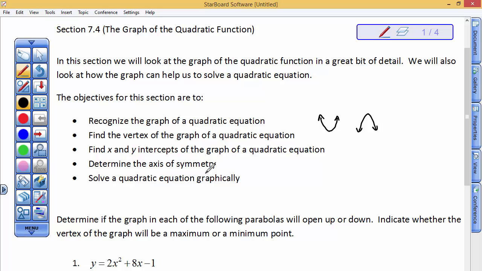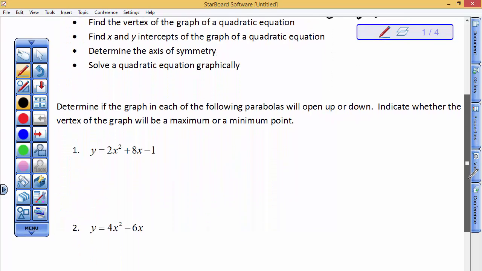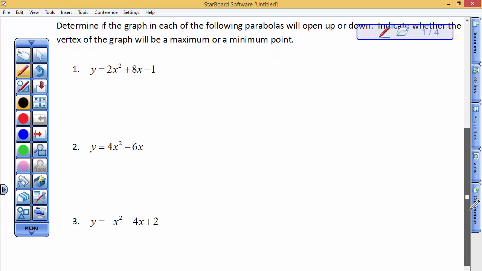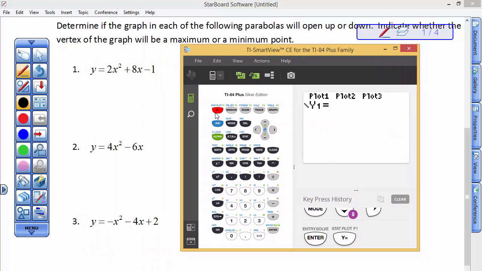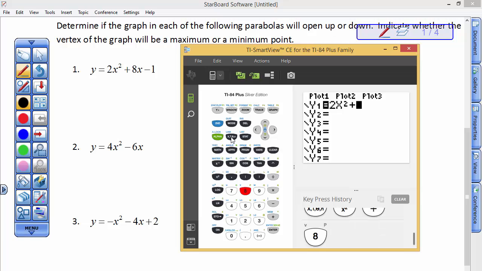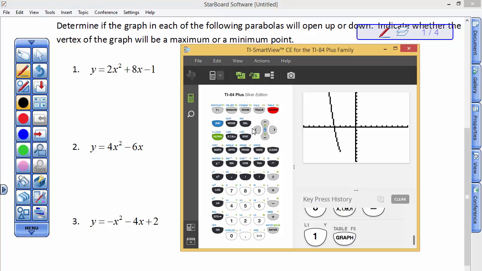And again, focus again on solving a quadratic equation graphically. But what I'd like to do is just graph a few equations on my graphing calculator. So let's graph these three, but more specifically, let's talk about if they open up or they open down. So the first one is 2x squared plus 8x minus 1. And let's just go ahead and hit the graph key. It should have a nice window for me.